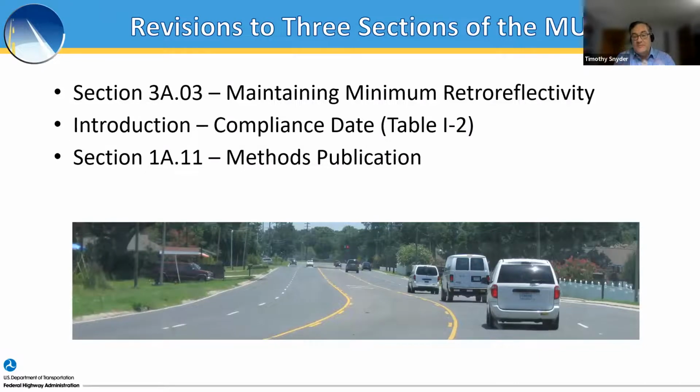That compliance date is basically the bulk of this presentation, which says that by September 6th, 2026, you should have a method in place and used to maintain minimum retroreflectivity on these pavement markings.